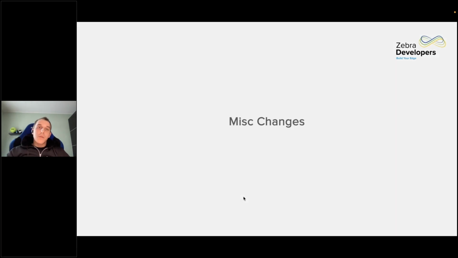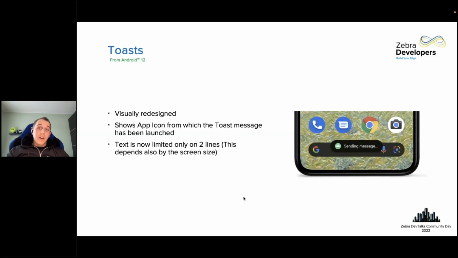Now, let's get into some miscellaneous changes. So here we have some little changes on toasts. Toasts have received some little updates in Android 11 and also in Android 12. They were visually redesigned, and this was pretty much part of the material view overhaul, basically. And now you can see that the app icon is going to be shown on the left side of the text.